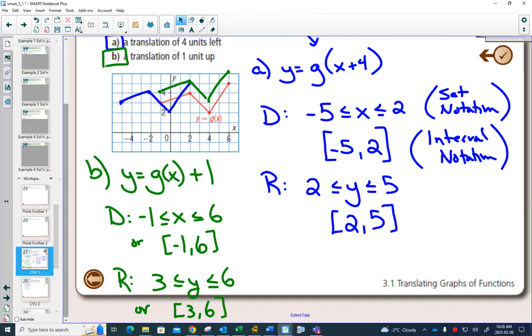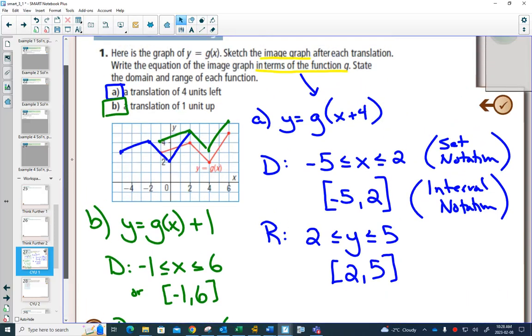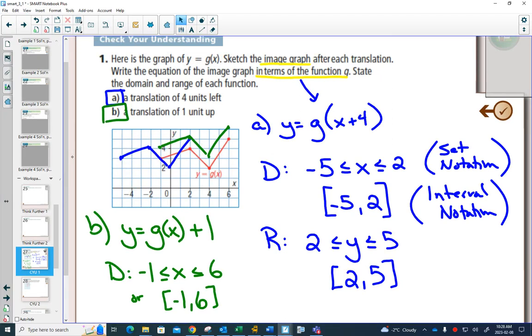One thing that I'm going to model right at the beginning of the year a fair bit is, once we're done a question in math, you reread the question again just to make sure you've done everything they've asked for. Some of the textbook questions are notorious for asking multiple things. So here's the graph. Sketch the image graph. We've done the sketch. Okay, write the equation in terms of the function g. Yes, we did that. State the domain and range of each function. Yes, we've done that as well.